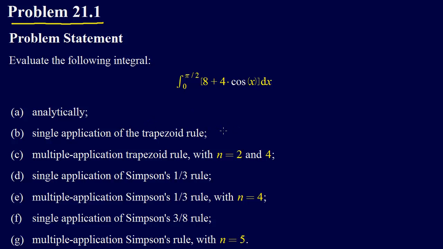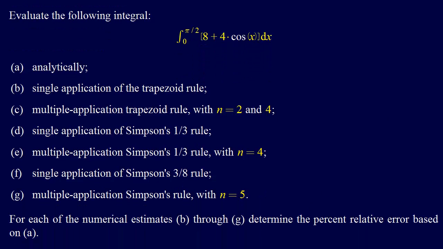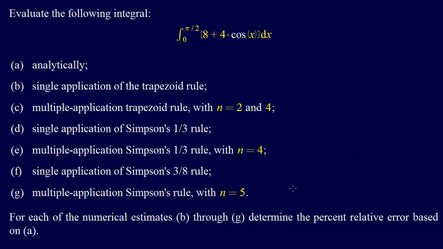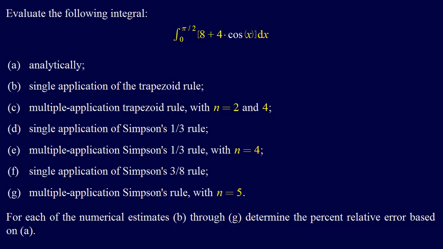Analytically, using a single application of the trapezoid rule, multiple application trapezoid rule with n equals 2 and 4, single application Simpson 1/3 rule, multiple application Simpson 1/3 rule with n equals 4, single application Simpson 3/8 rule, multiple application Simpson 3/8 rule with n equals 5. For each of the numerical estimates b through g, determine the percent relative error based on a. We're going to go through these one by one, and then compute the percent relative error all at the end.